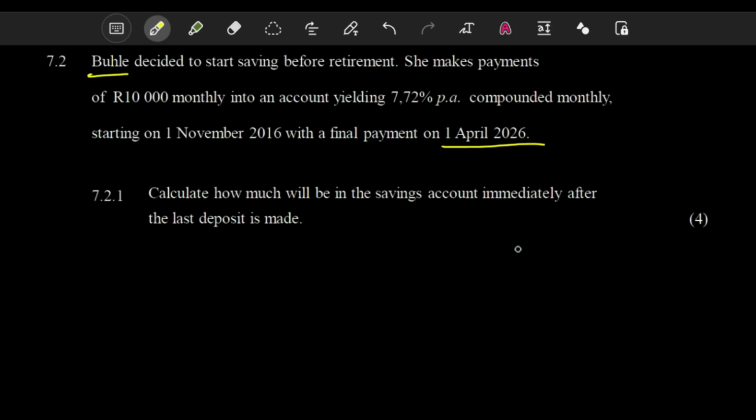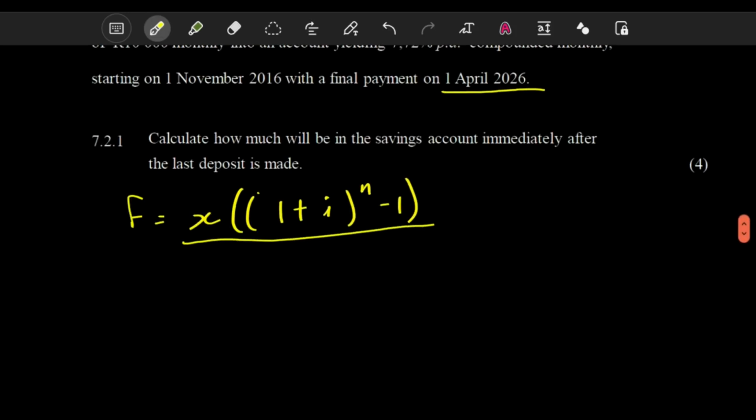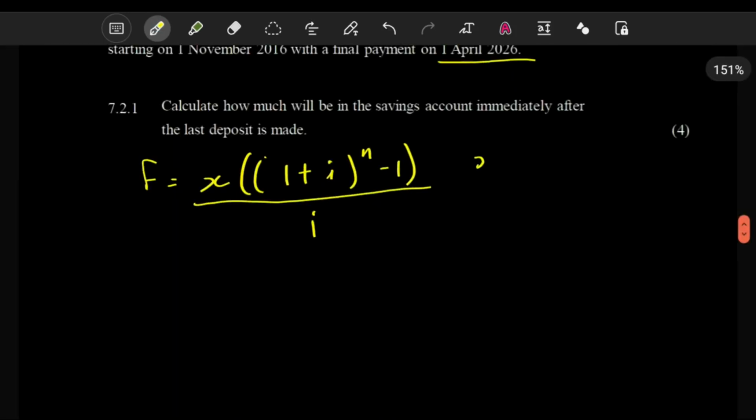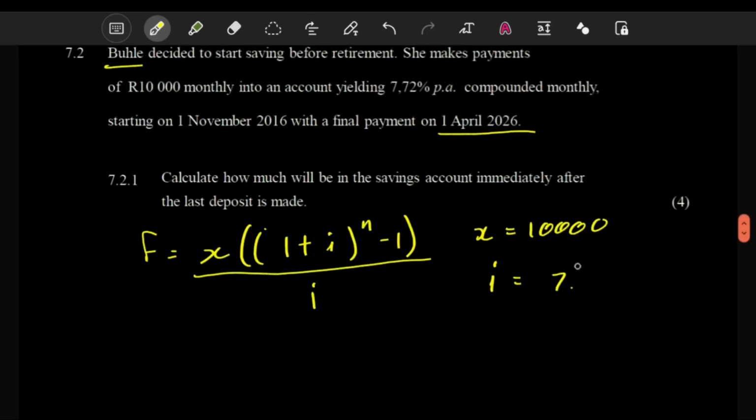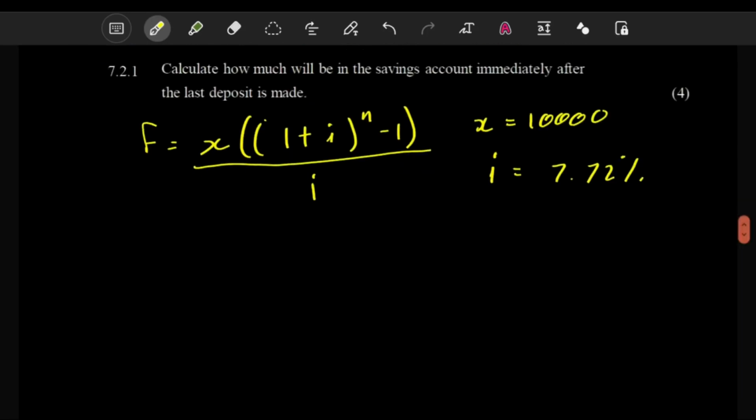So questions like these, don't panic. It's an investment, so it's her money. The first thing you can do is write down the future value annuities formula, because she's making monthly installments and it's her money. So you're definitely going to use the F formula. The P formula is if it's a loan, where you're paying off money that you owe. She doesn't owe any money here. So our X is our monthly installment, which is 10,000. Interest is 7.72% over 12.